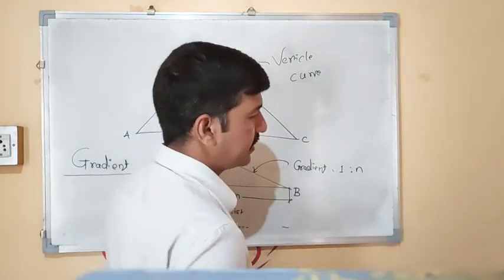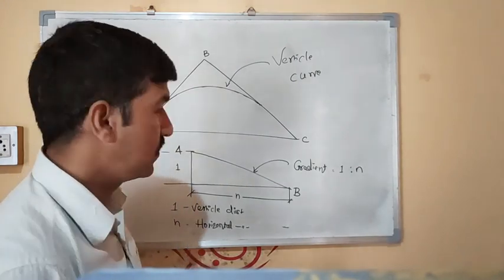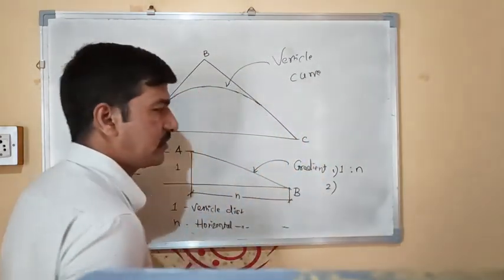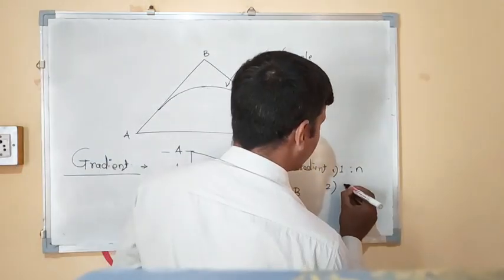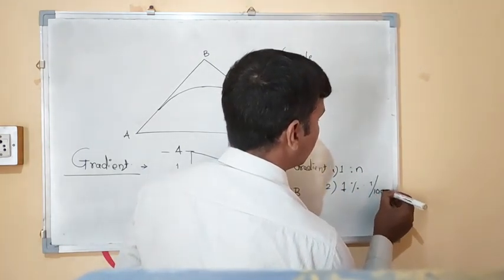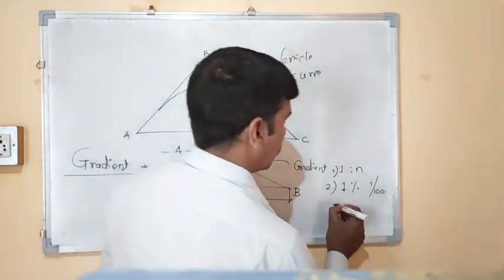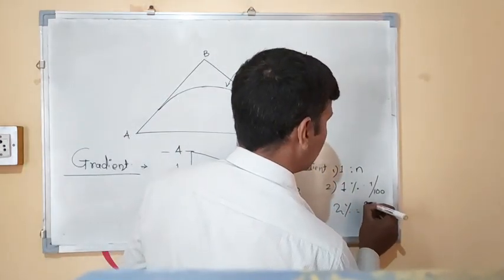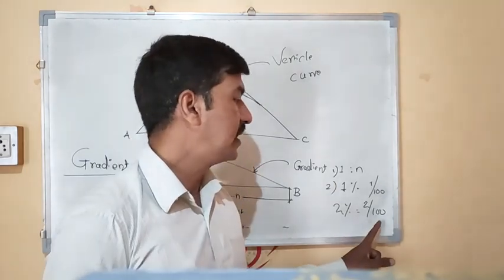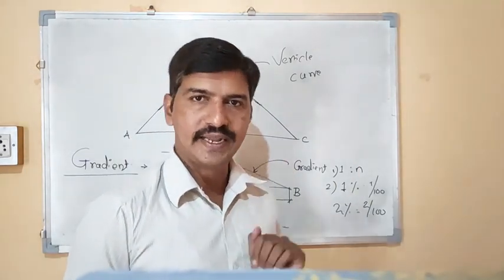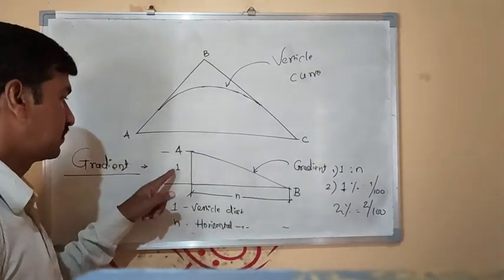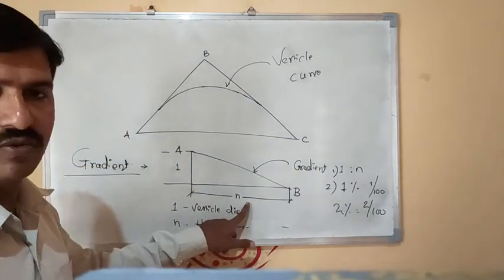This is the first type that we can use. The second is in terms of percentage. Suppose it is 1%, so it will be 1 as to 100, that is 1 divided by 100. If it is 2%, then it is 2 divided by 100, where 2 is your vertical component and 100 is your horizontal component. So gradient is nothing but a slope given to a line, which depends on various factors. It is expressed in terms of 1 as to n, one type.